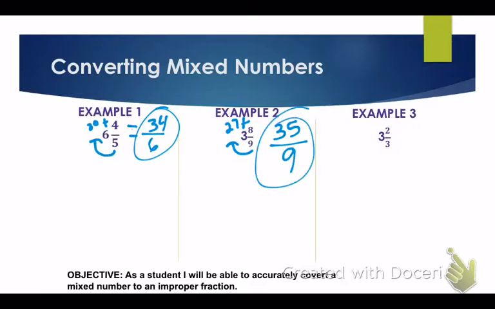And finally, the next one, 3 times 3 is 9. 9 plus 2 is 11. Remember, we keep the same denominator. It just slides over, so it's 11/3. Ladies and gentlemen, those are your 3 examples.